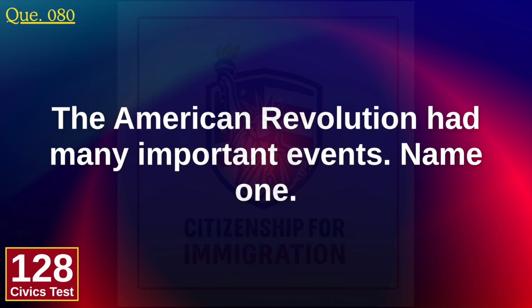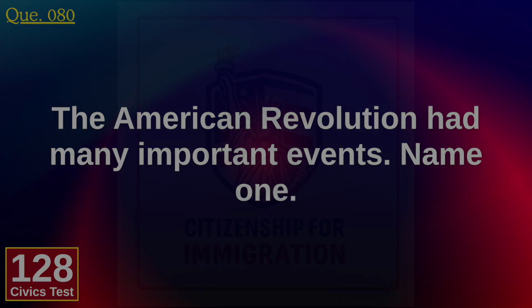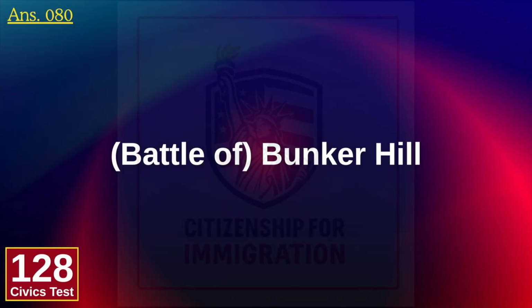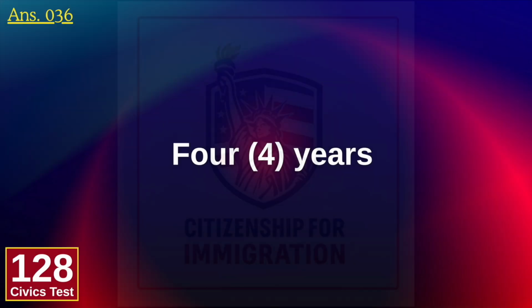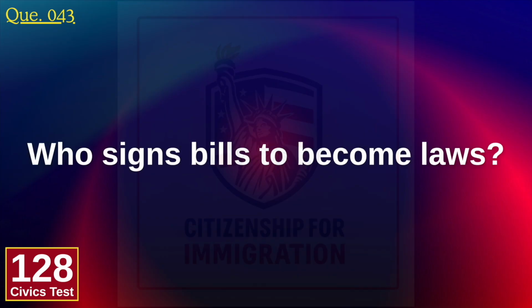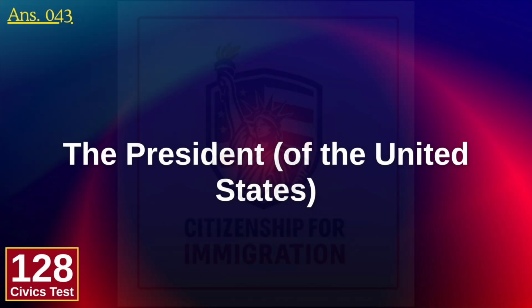The American Revolution had many important events. Name one. Battle of Bunker Hill. The President of the United States is elected for how many years? For years. Who signs bills to become laws? The President of the United States.